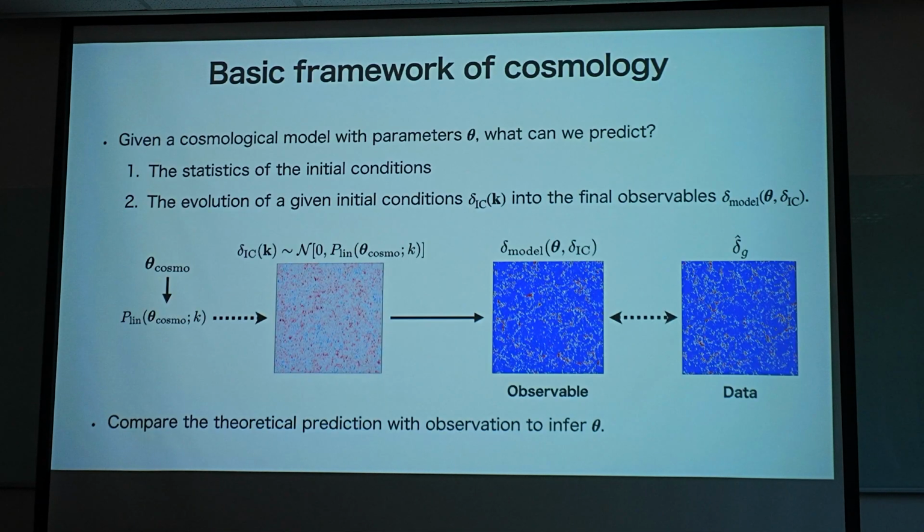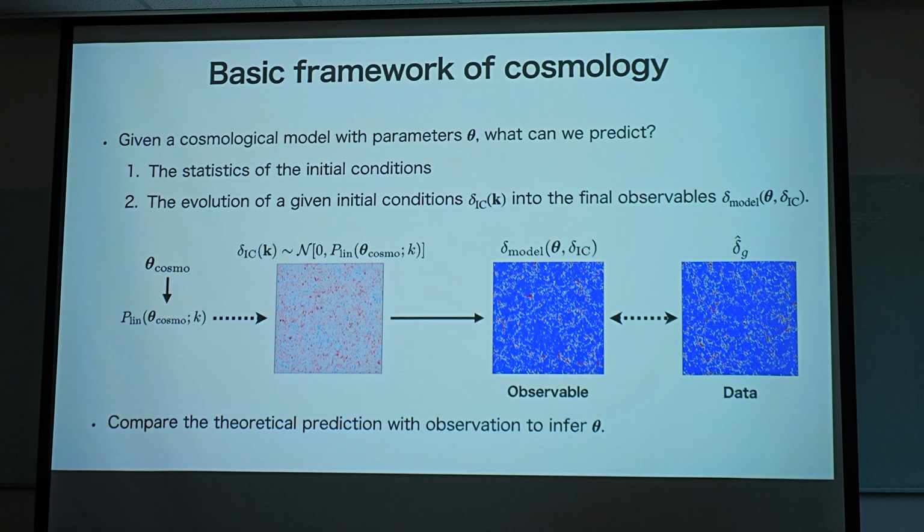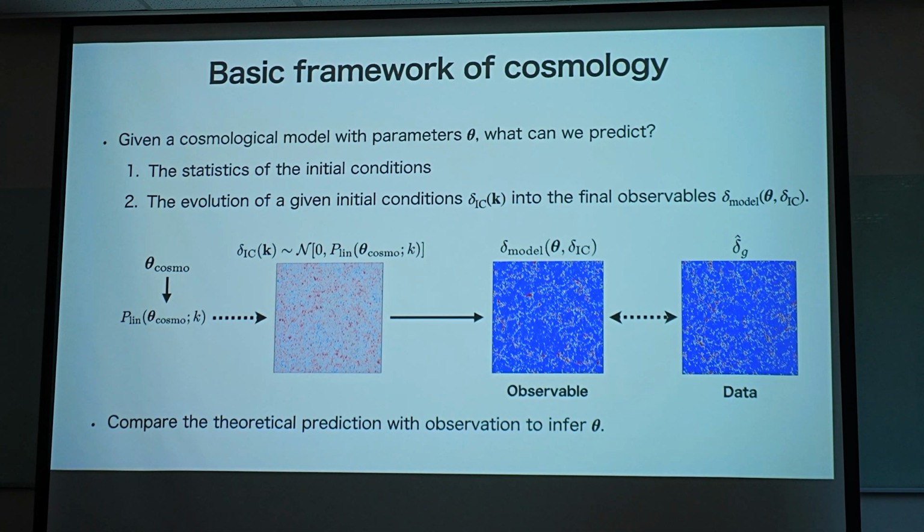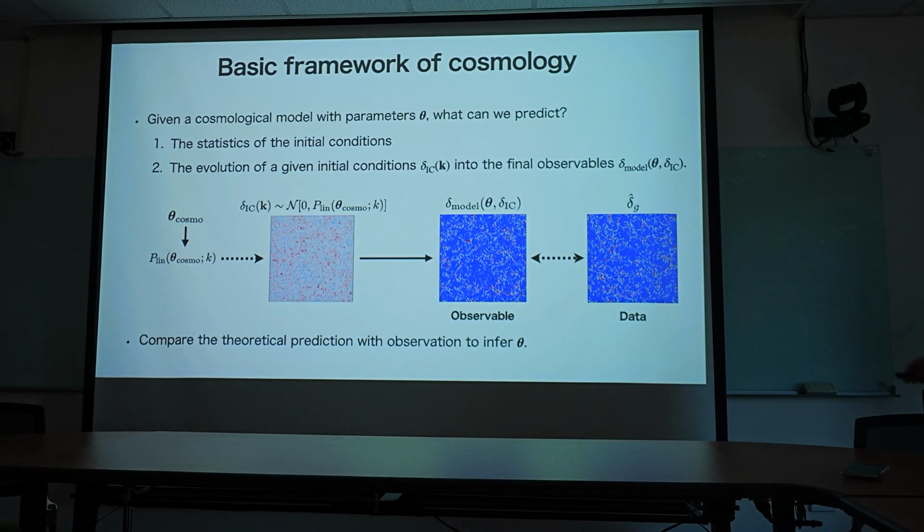Okay, so let me start with the standard stuff. Here I will explain the basic framework of cosmology. In the very broad picture, ultimately, what we cosmologists can do can be summarized in two things. Given some cosmological model, which is parameterized by some parameter theta, first of all, we'd like to predict something about the initial conditions.